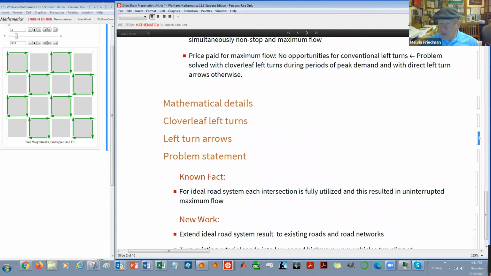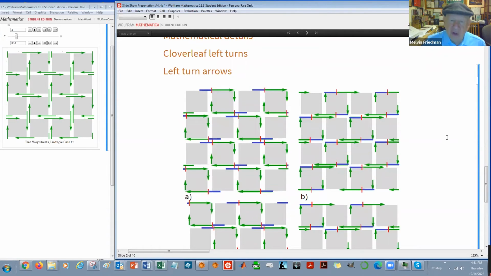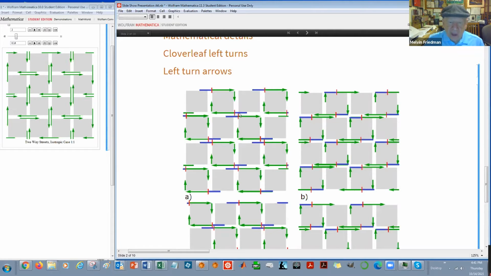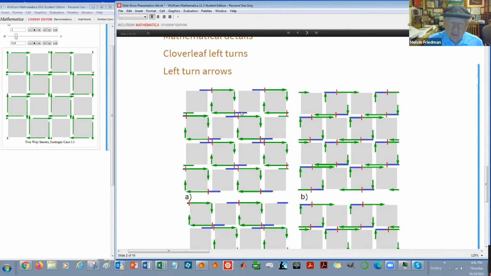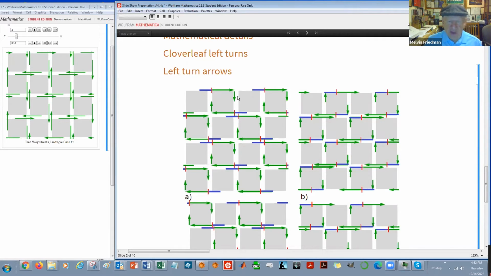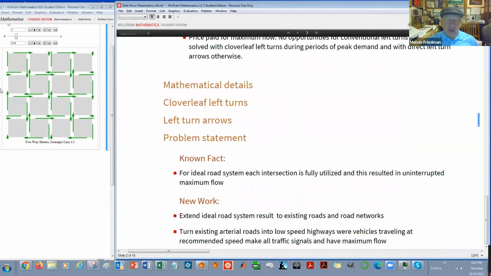And there is something called the left turn arrow. So these arrows move the same way as these arrows here. But if a vehicle is in this blue portion of the arrow, then that vehicle in here can make a left turn going this way, and vehicles going this way can make a left turn this way. So left turn arrows allow people to make left turns when you don't need the maximum flow.